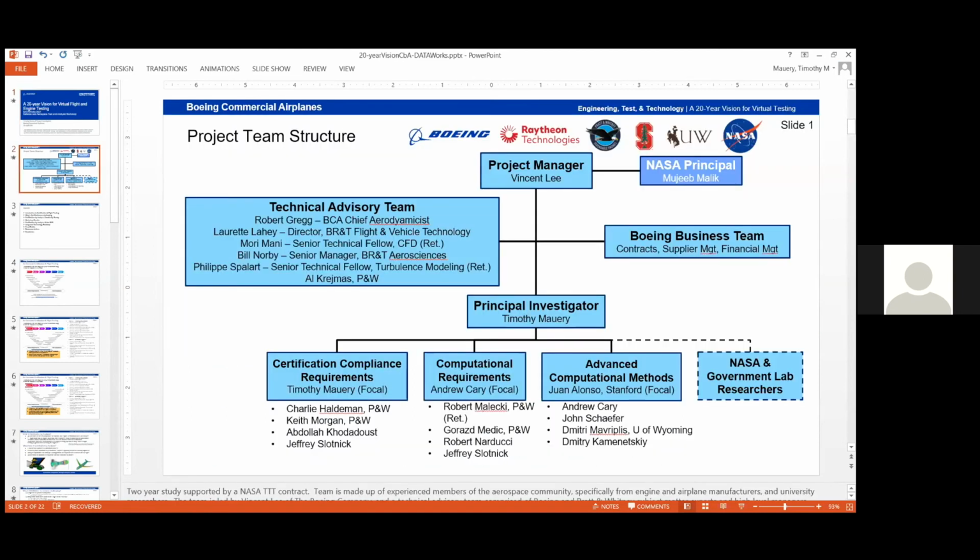It's a 2-year study, and it was made up of experienced members of the aerospace community, both in the airplane and engine manufacturing sector, as well as university researchers. We had a technical advisory committee or team that was comprised of subject matter experts and high-level managers from both Boeing and from Pratt and Whitney. So that's kind of out of the way.